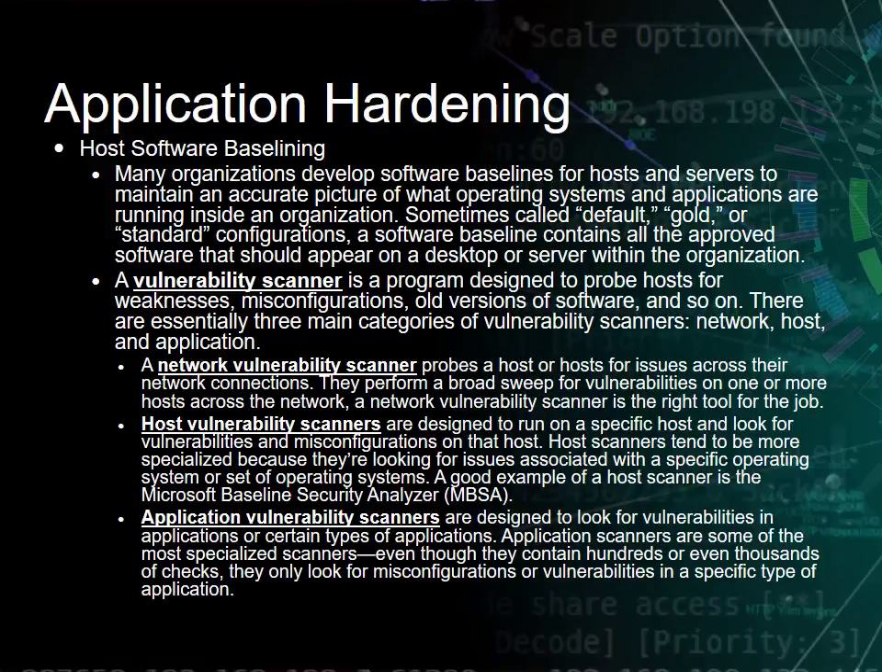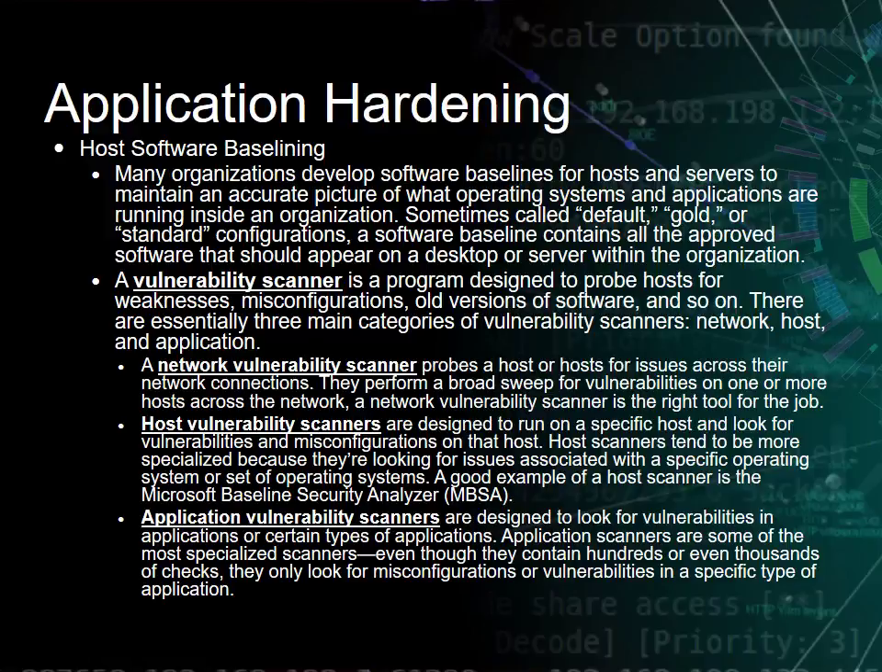And then there are application vulnerability scanners, which are designed to look for vulnerabilities in applications or certain types of applications. Application scanners are some of the most specialized scanners. Even though they contain hundreds or even thousands of checks, they only look for misconfigurations or vulnerabilities in a specific type of application. A good example is Nessus.